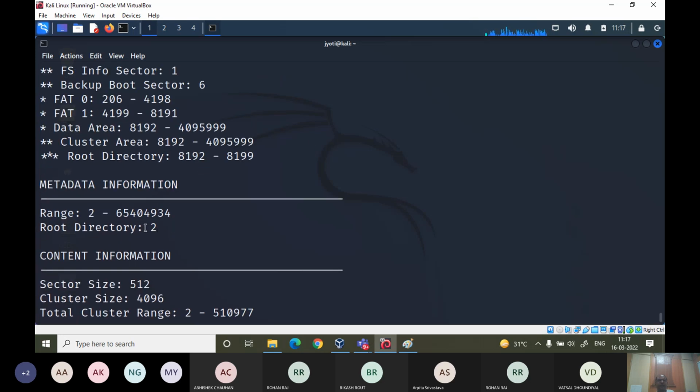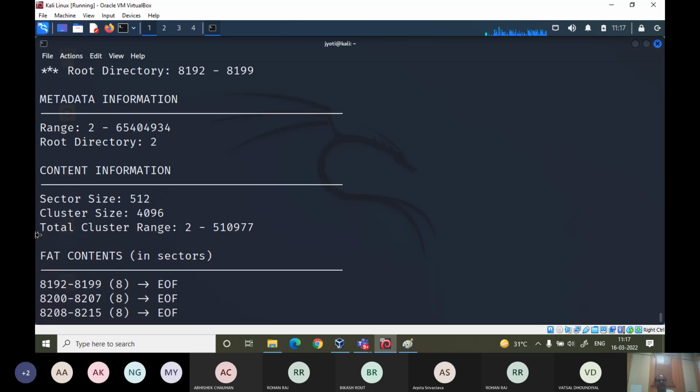Right. Metadata, the range is this. Root directory is 2. Sector size this. Size is lesser, in fact 4096. Smaller clusters are made here, whereas there the clusters were quite big. So the total clusters here are clusters of only 8 sectors. The clusters are only of 8 sectors.